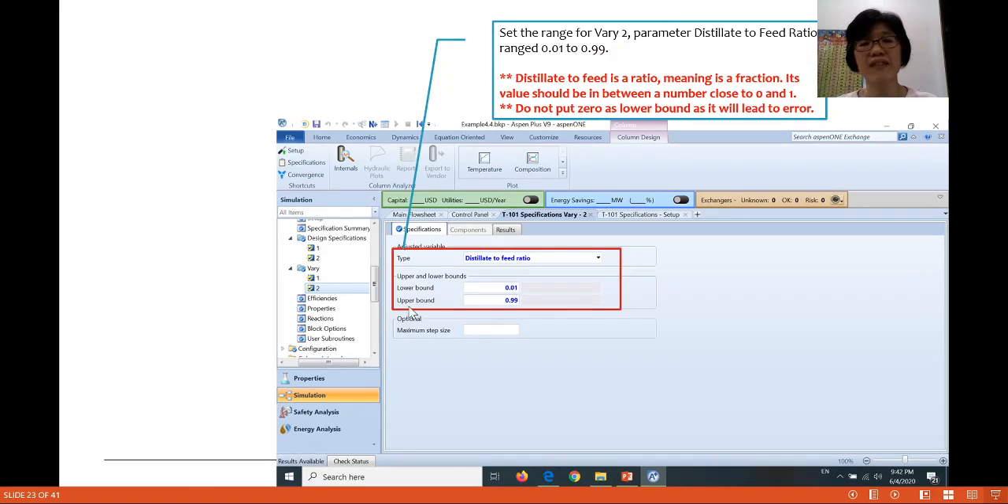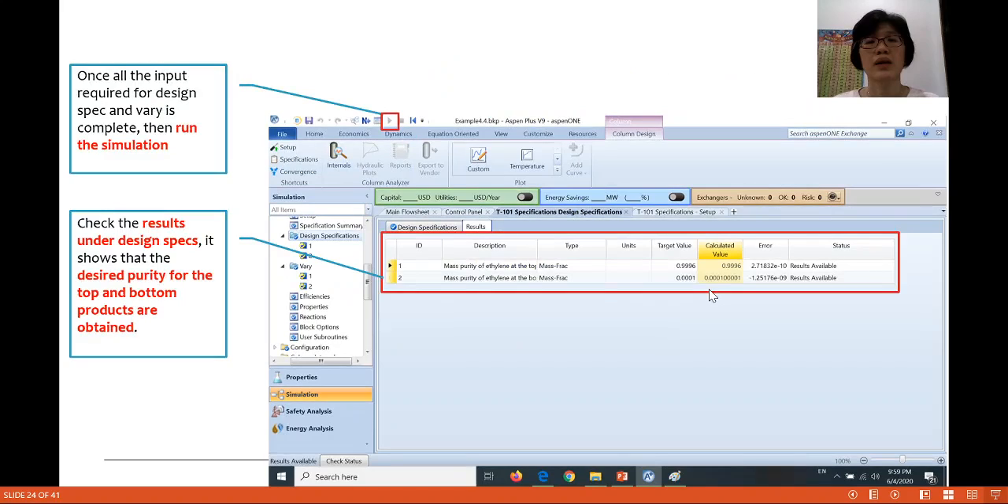Then we go to the second vary. Second vary is distillate to feed ratio. Bear this in mind, whenever you have distillate to feed ratio, this is actually a fraction. A fraction means it must be between 0 and 1, but you cannot put 0 and 1 because the simulation will turn up with an error. You have to put a minimum number and a number which is very close to 1. Okay, so for me, I will always put 0.01 to 0.99. Okay. So I think we have all the design spec done.